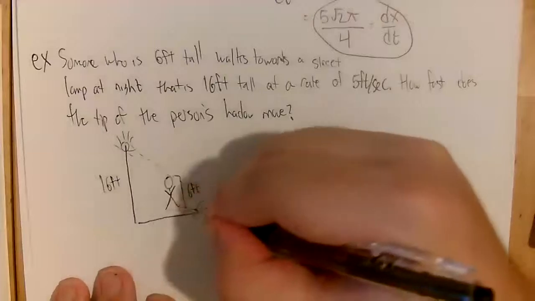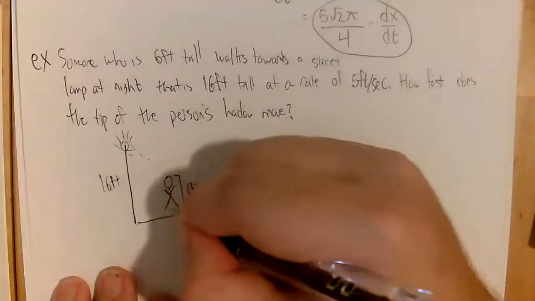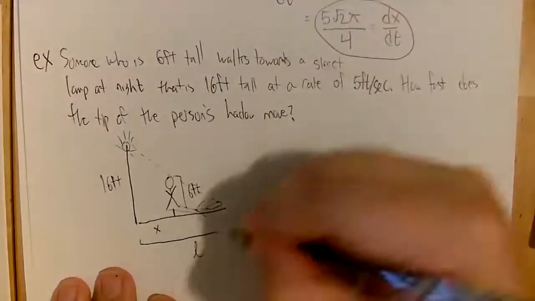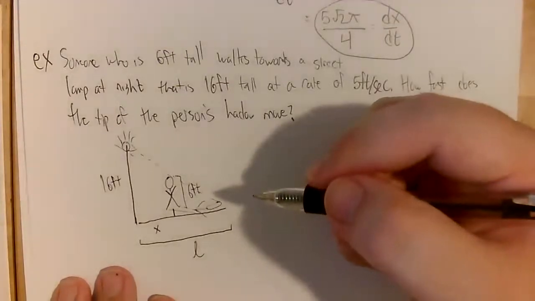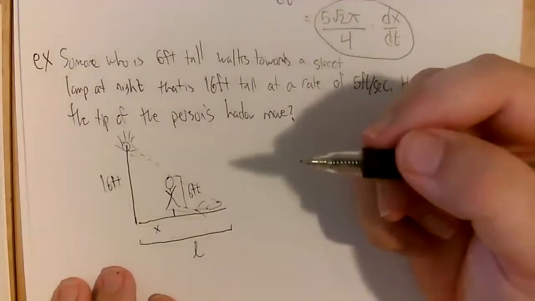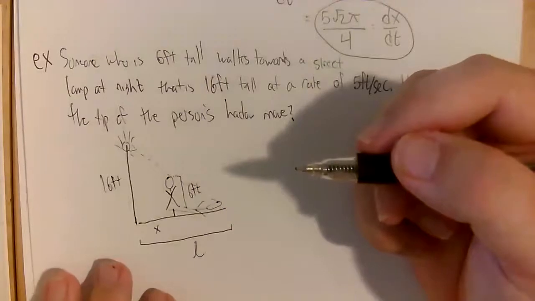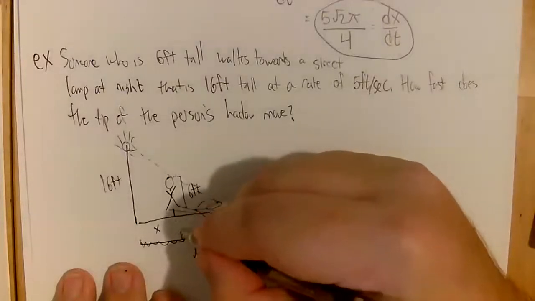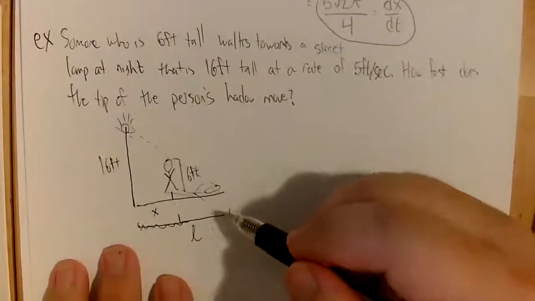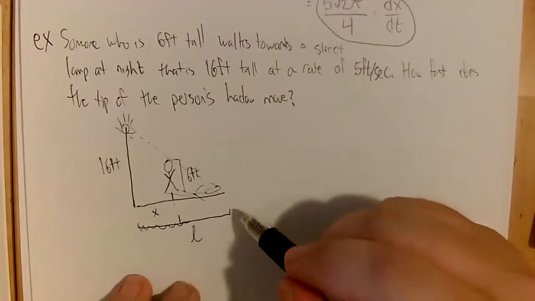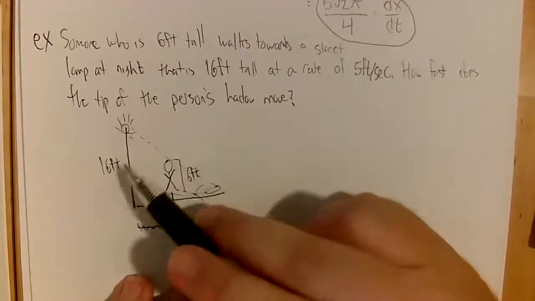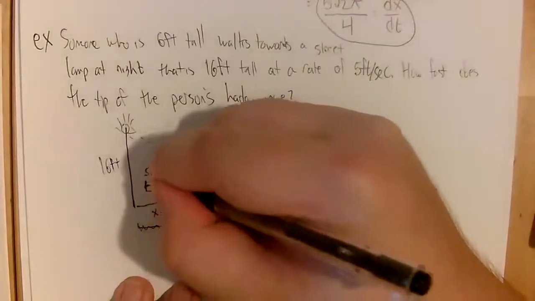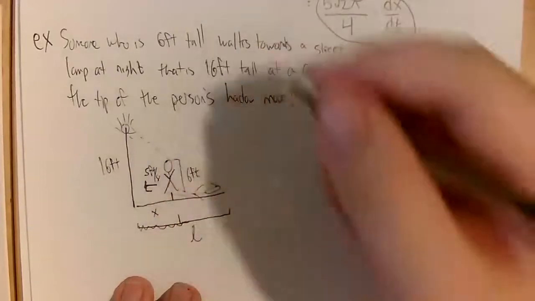So what I'm going to do is make up two quantities here. The distance from the person to the lamppost will be x, and then the distance from the lamppost to the shadow will be L right here. And what we want to know is dL/dt. Now, this part is going to be L right here. So the length of this person's shadow is going to be L. All right, now we need an equation relating x and L, and then also using this 6 and 16 feet right here, and also the fact that they're going 5 feet per second.